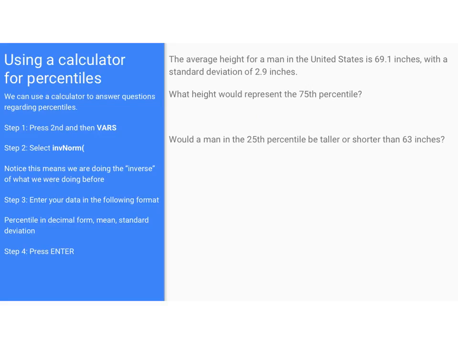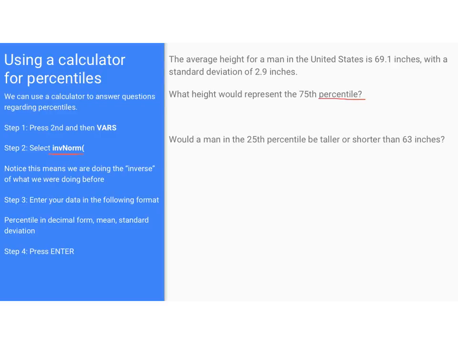Okay, so that is how you would do it without a calculator. Now, if you do have a calculator, this is actually very simple. What you're going to do is hit the second vars, and since we are actually finding percentiles, we're working backwards in the normal distribution, so we need to choose inverse normal. Because remember, when we were doing inverses, those are basically the opposite of what we were doing. So if we do inverse normal, that's the third option, hit enter.